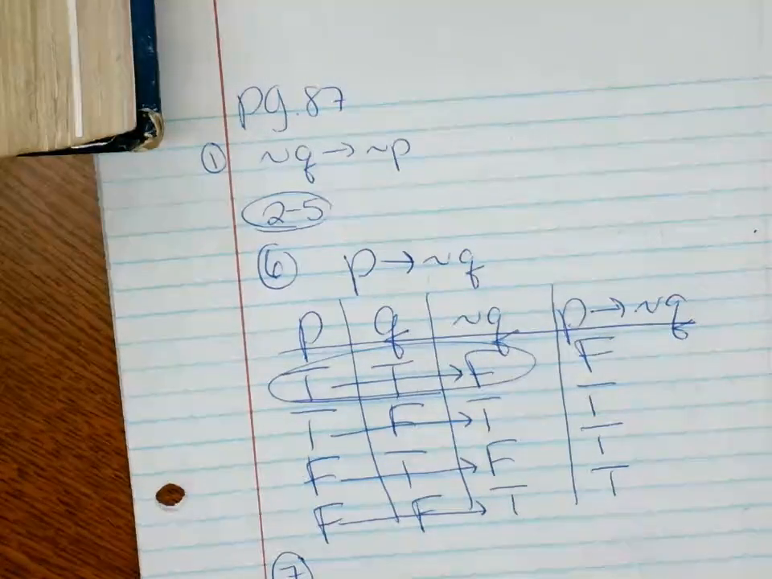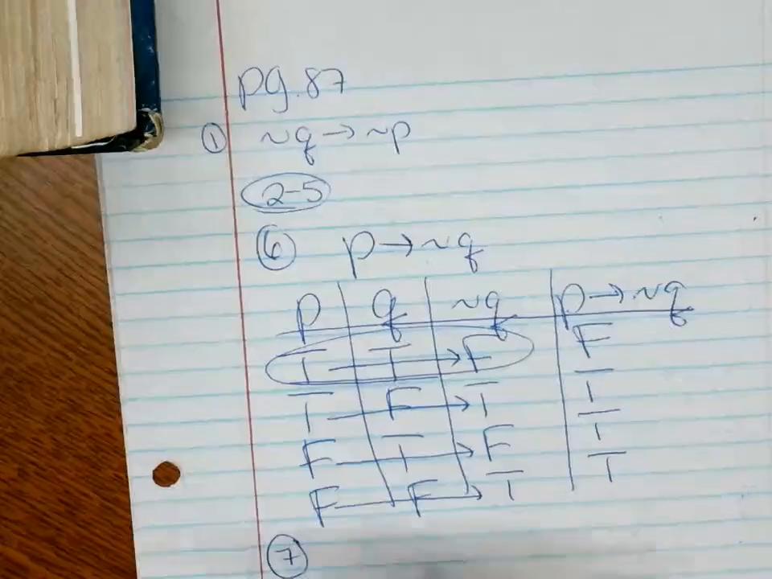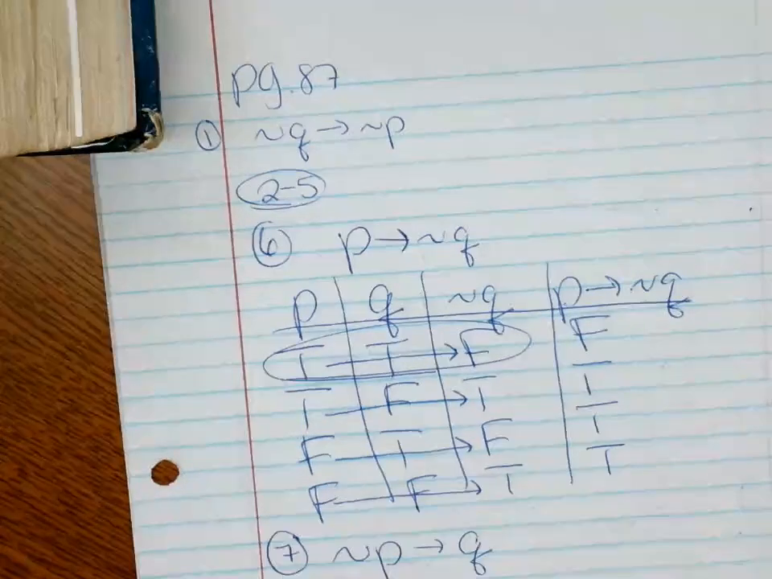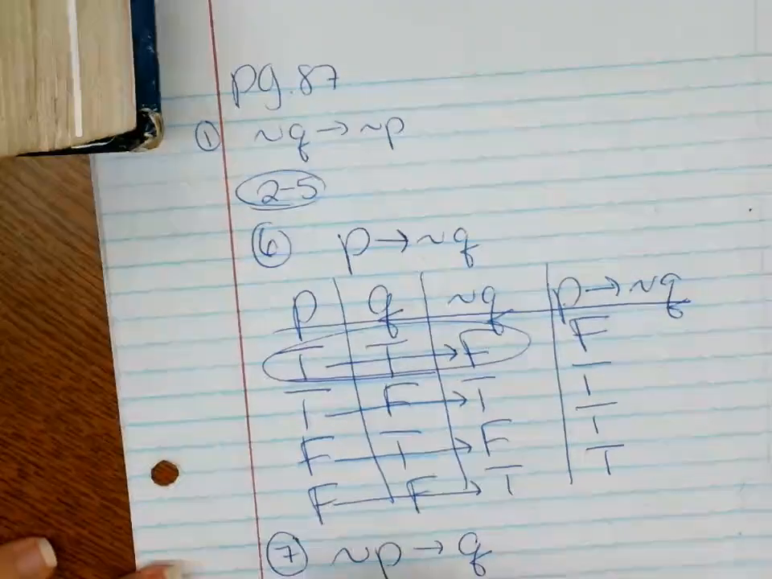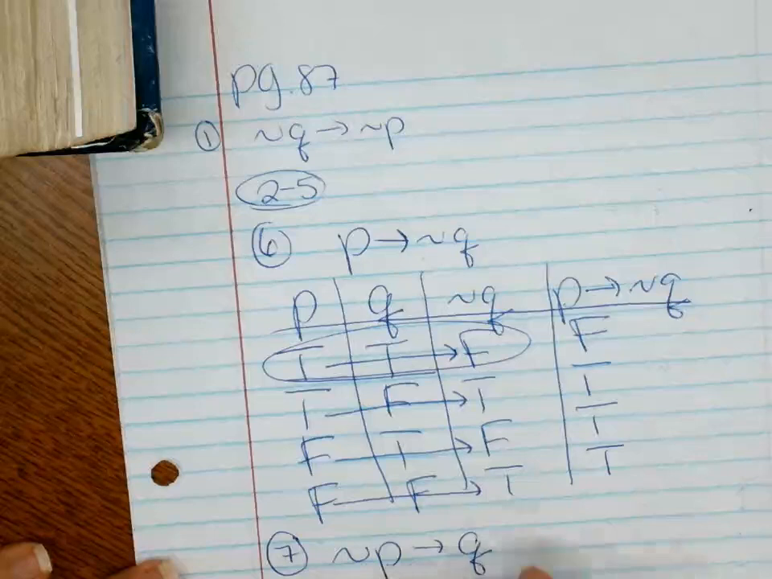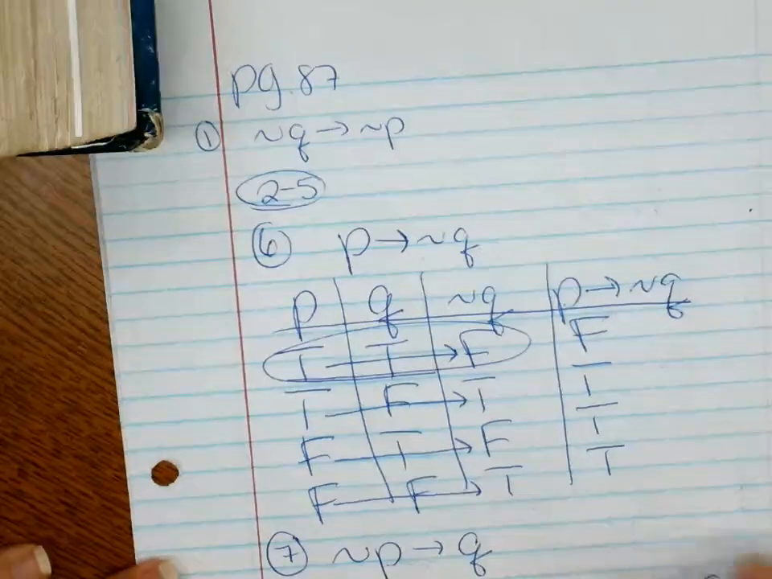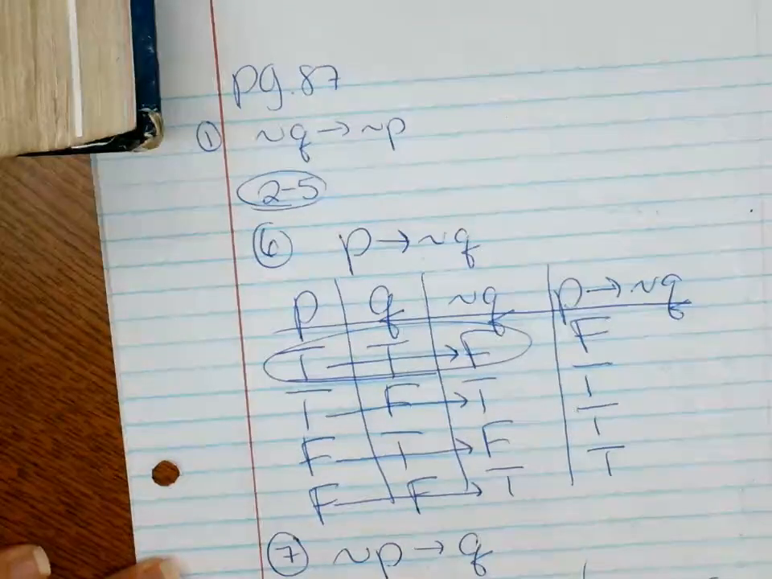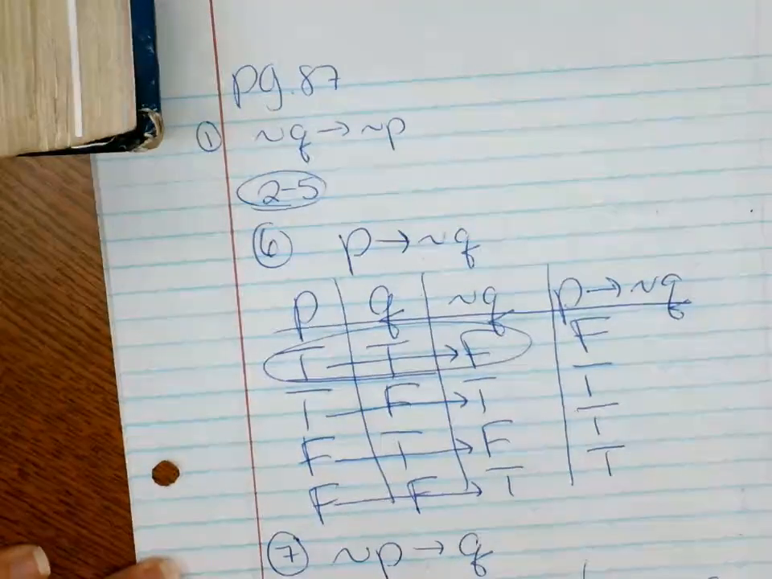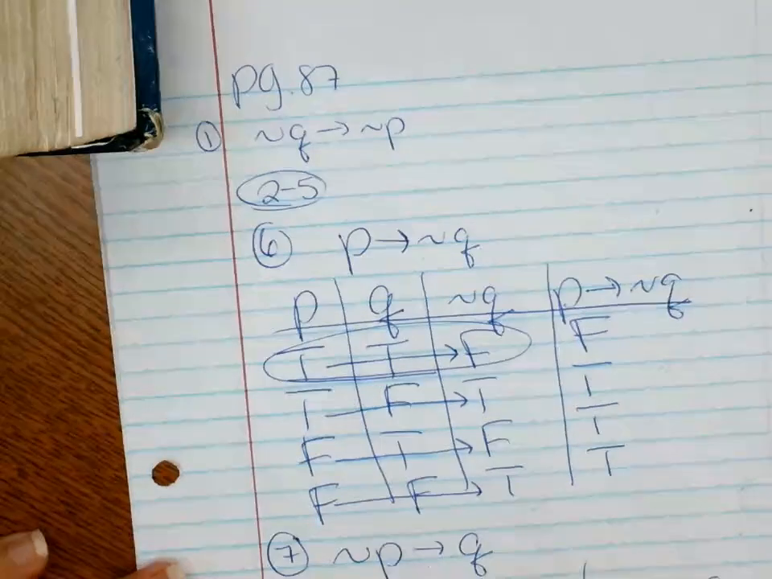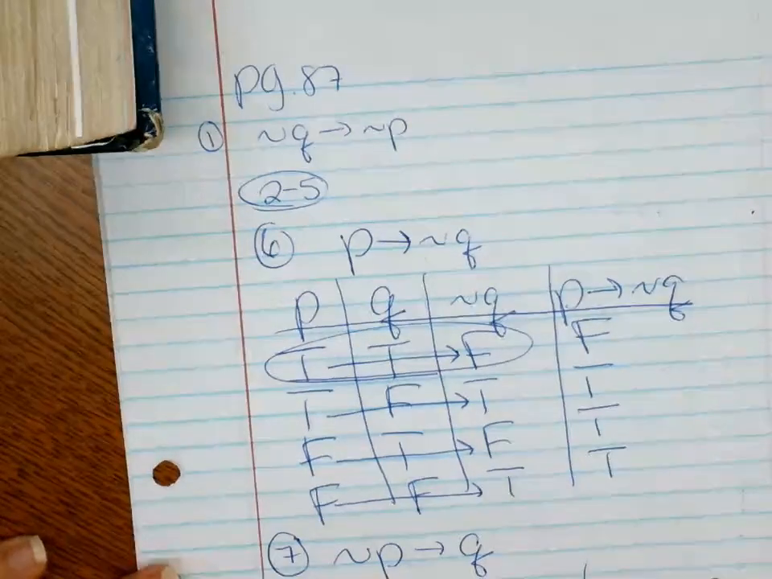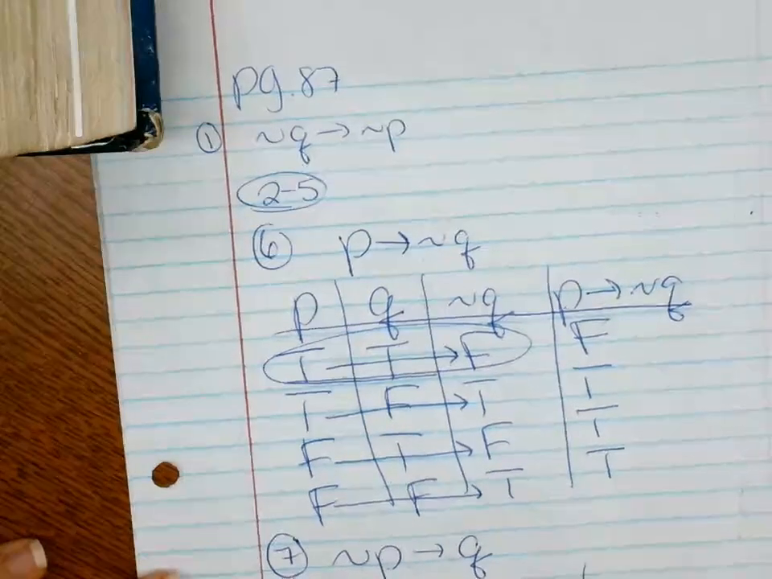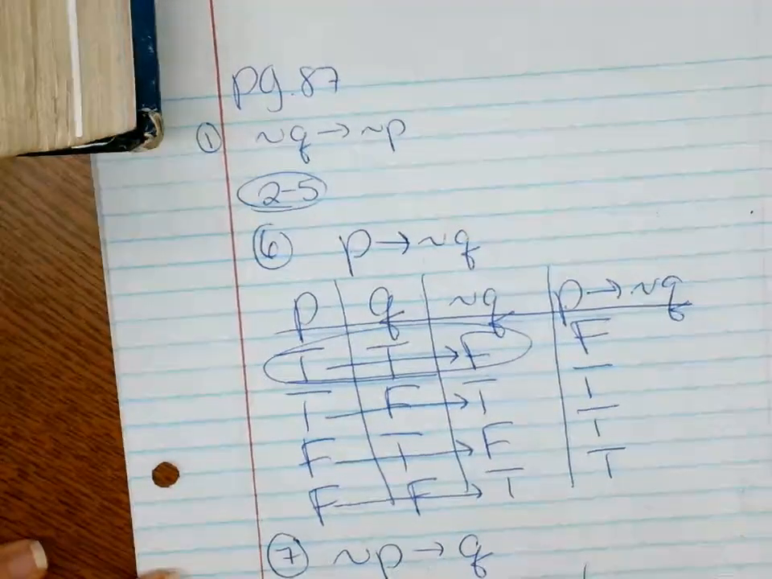Number 7, if not P, then Q. So I need a P, I need a Q, I need a not P, and then not P then Q. True, true, false, false, true, false, true, false. Not P's: switch my P's. I'm going from not P to Q. Am I ever going from a true to a false? I am on the bottom. True, true, true, false.